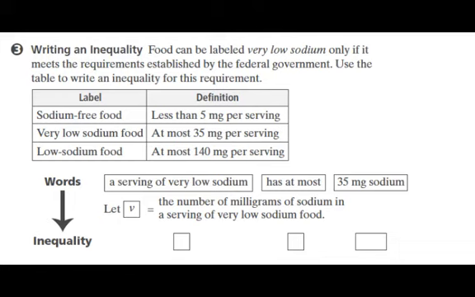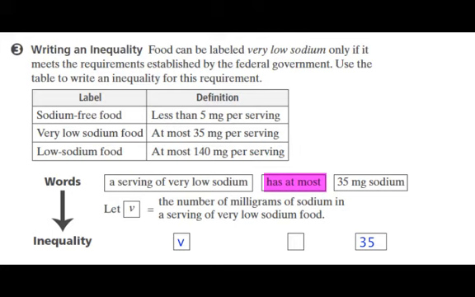We can begin by filling in the things that we know. We're going to let a serving of very low sodium be the variable, so that will be V. We know that the milligrams of sodium are 35, so we can fill that in. We just have to figure out what it really means if it's at most. So think about this. If it's at most, it could equal 35, so we can have our line underneath it.